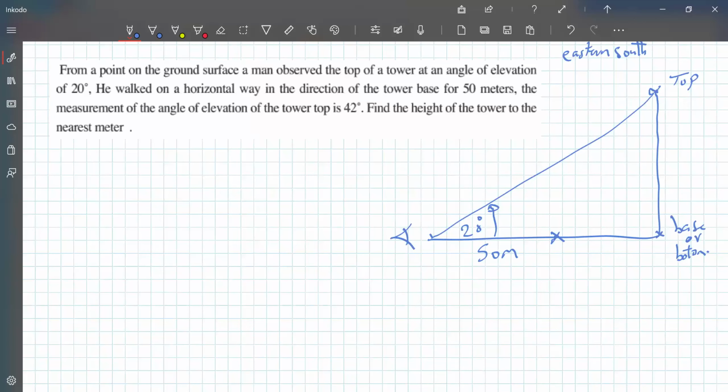Then at this point, the man is here, okay? And this is the natural side of view of the man. And he looks at the top of the tower again. So the angle of elevation changes. Does it increase or decrease? The angle of elevation increases. It will be 42 degree. Okay? Okay.